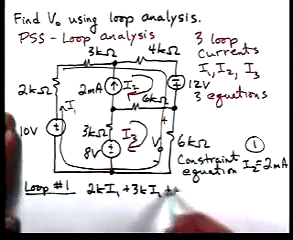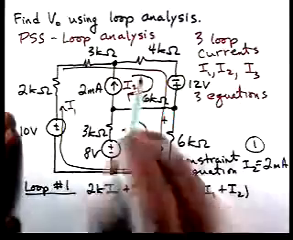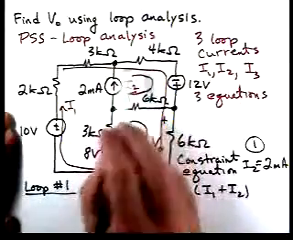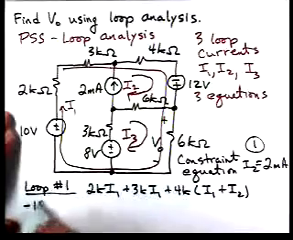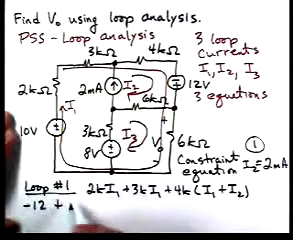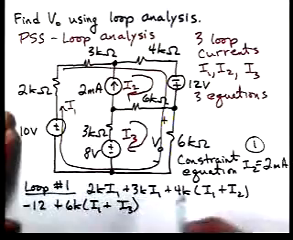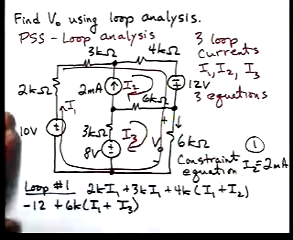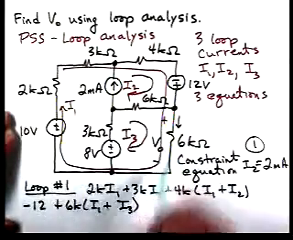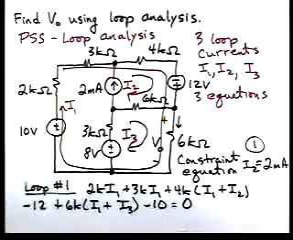For this element, we'll have 4K times I1 plus I2, because the current flowing in this direction in that resistor is I1 plus I2. Then we'll have minus 12 plus 6K times I1 plus I3. Okay, so now the current flowing down through this resistor is I1 plus I3. We'll come back around. That's minus 10, and that's equal to 0.